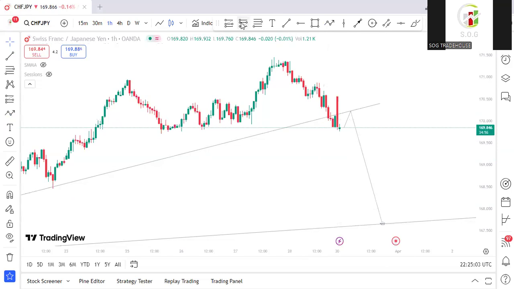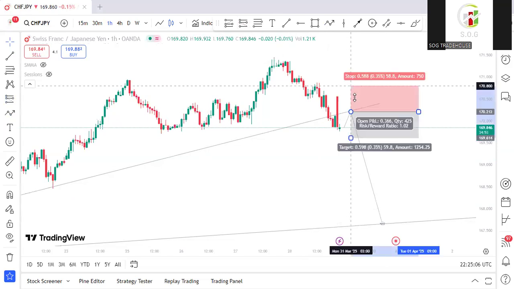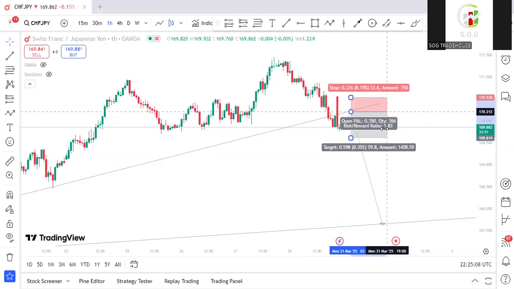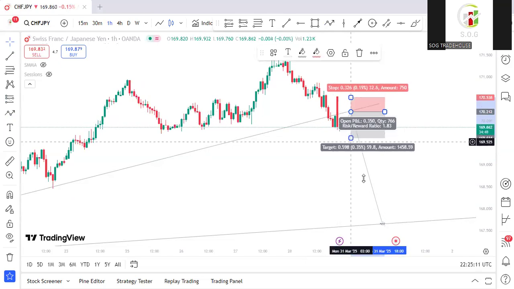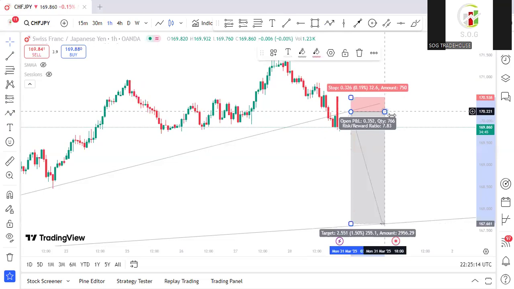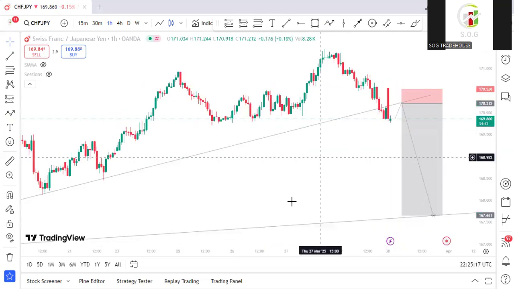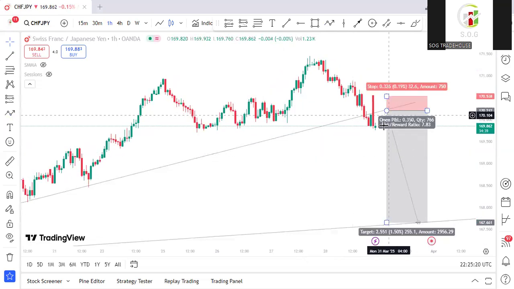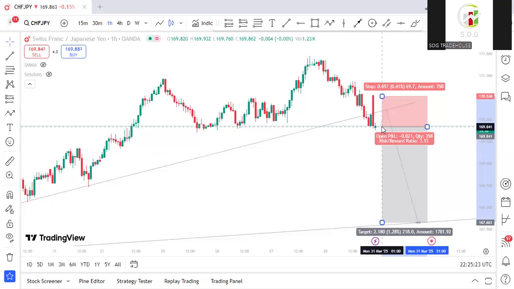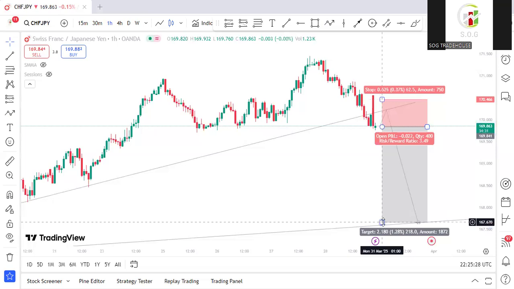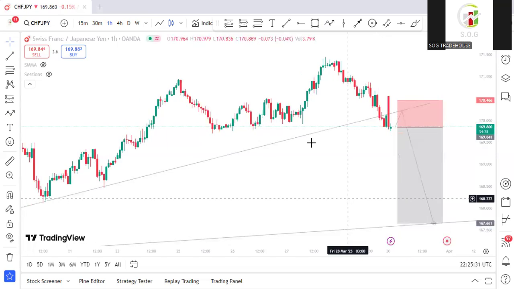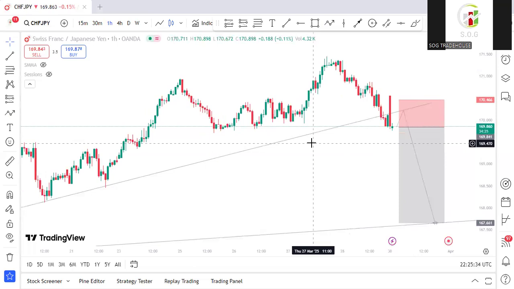But this is a valid setup for sales on CHFJPY because we've got the breakout and retest of this trend line, and our target will be this trend line over here. So for those that want to risk on this trade, you can take sales on CHFJPY, and your stop loss should be above this candle over here. Then your target will be this trend line over here. But like I said, the market movements on Mondays are usually capricious, so I don't like trading on Mondays. For those that want to risk on this trade, this is a valid setup to take sales on CHFJPY.